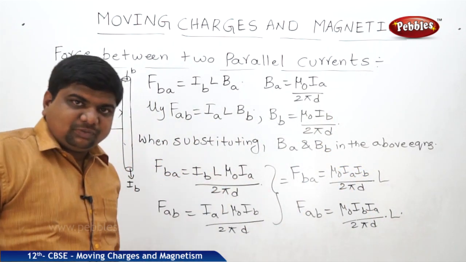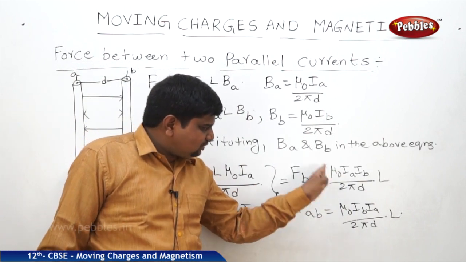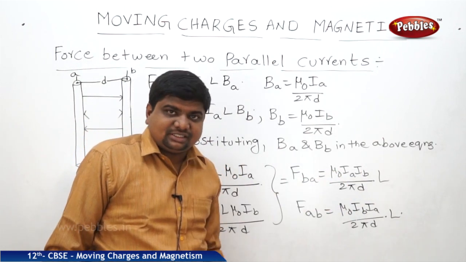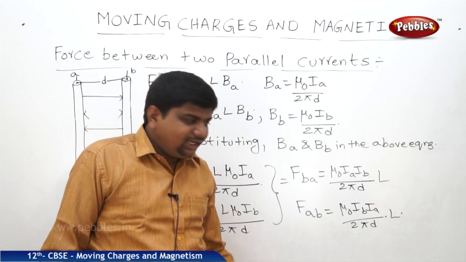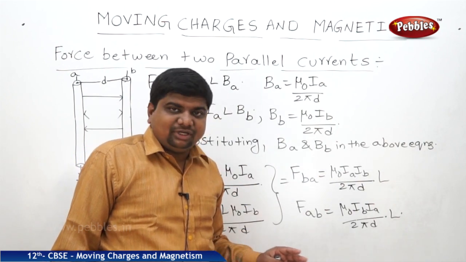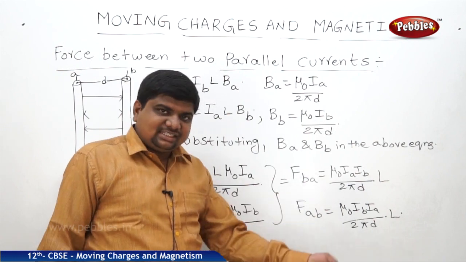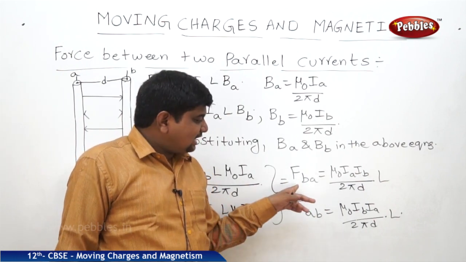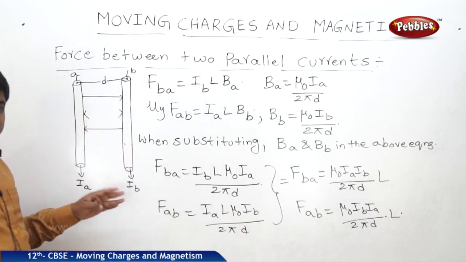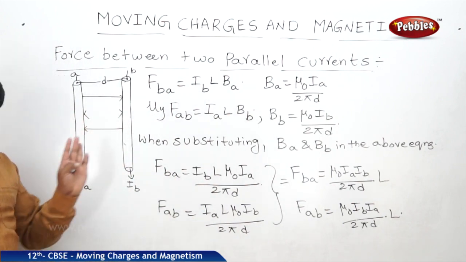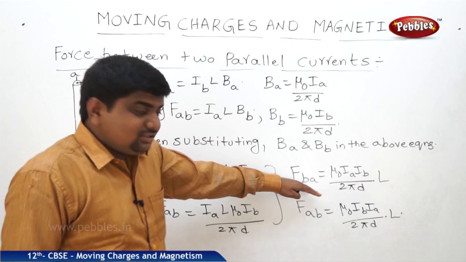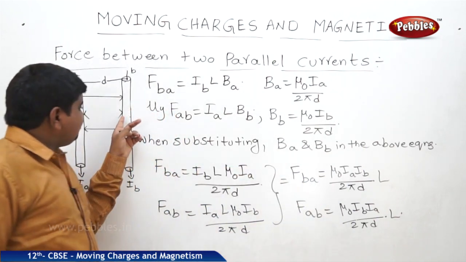From these two expressions we can say that both have the same answer, mu naught IA IB by 2 pi d, and this is also mu naught IB IA by 2 pi d. Whatever the order, these are in multiplication. From this we can conclude that the forces acting on each other are the same in magnitude but opposite in direction. But this is the total force, where the length of the conductor is L.